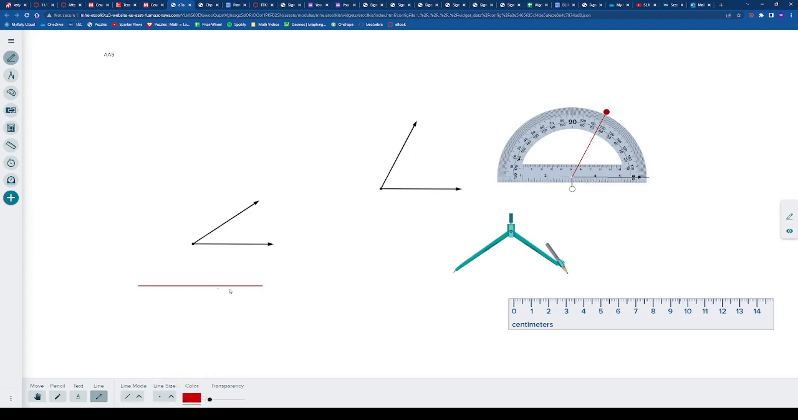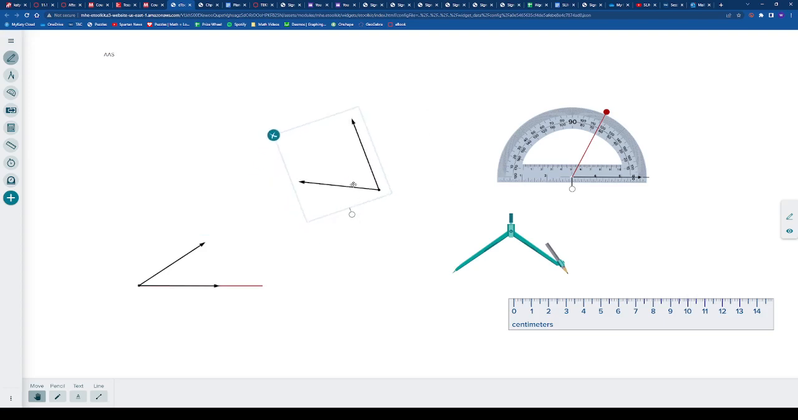Okay, so we have this side, and we know that it's formed by one of these angles, but not the other. So I can place this angle here, but I'm not going to put this one here, because that would be angle, side, angle, where the side is included. This angle here has to be the other angle over here somewhere, like it's up here somewhere in space. I don't know exactly where.